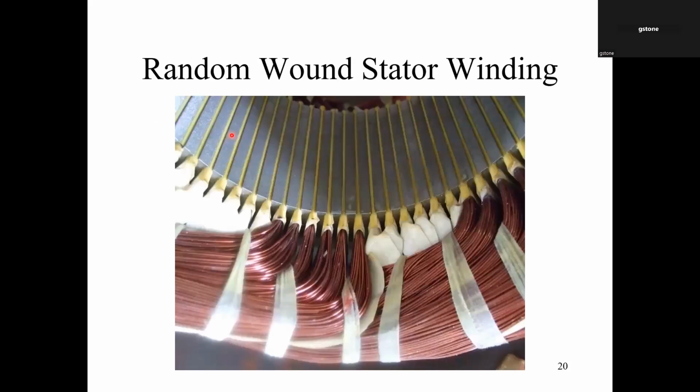So this is a random wound winding. Hopefully you can see the stator core is here. You can see the coils that have been inserted into the slot. Usually there's at least 2 coils per slot, and they've been put in there. And you normally then have round insulated copper wire, what we tend to call magnet wire in North America, and the rest of the world calls winding wire.